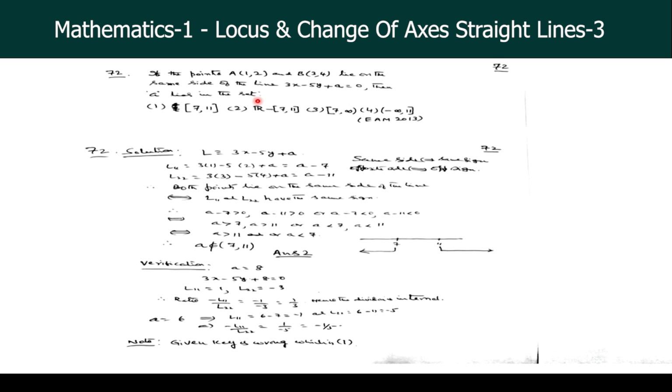Two points lie on the same side if and only if L11 and L22 have the same sign. They lie on opposite sides if and only if L11 and L22 have opposite signs. That means L11 and L22 either both positive or both negative, they lie on the same side of the line. If L1 and L2 are of opposite sign, then they lie on opposite sides. So very simple: same sign, same side; opposite sign, opposite sides.